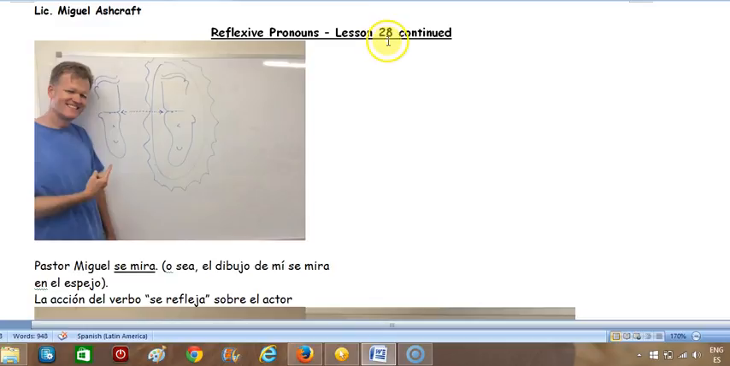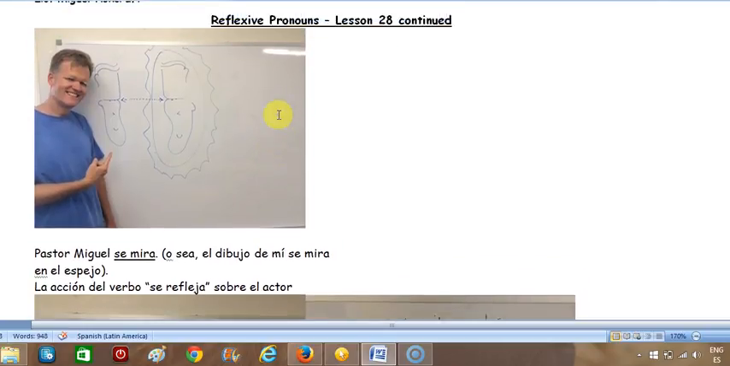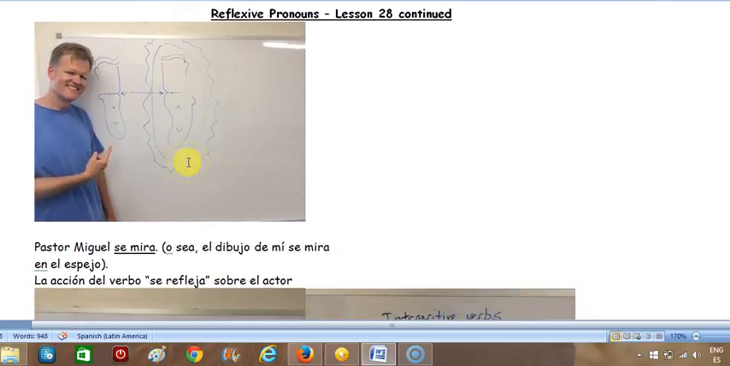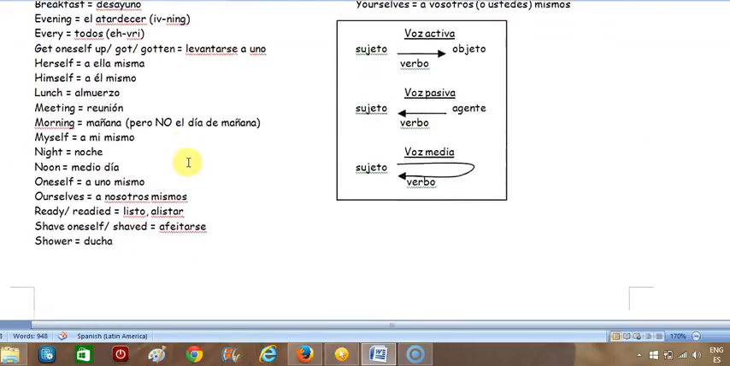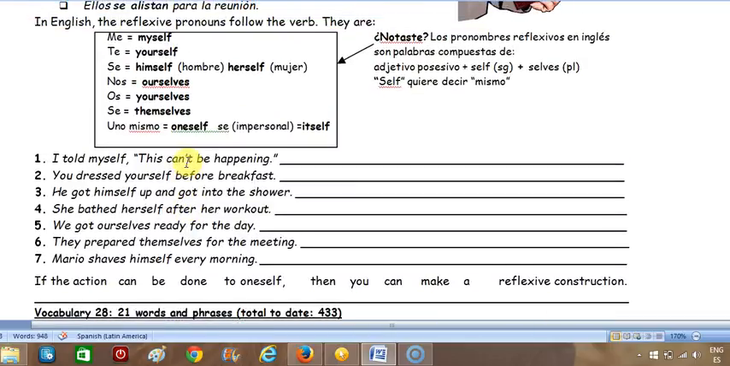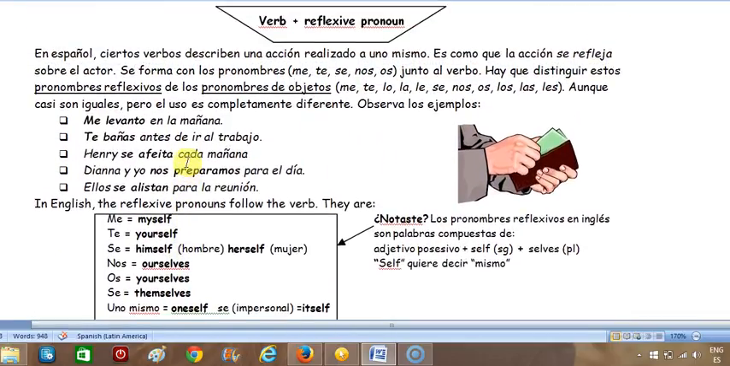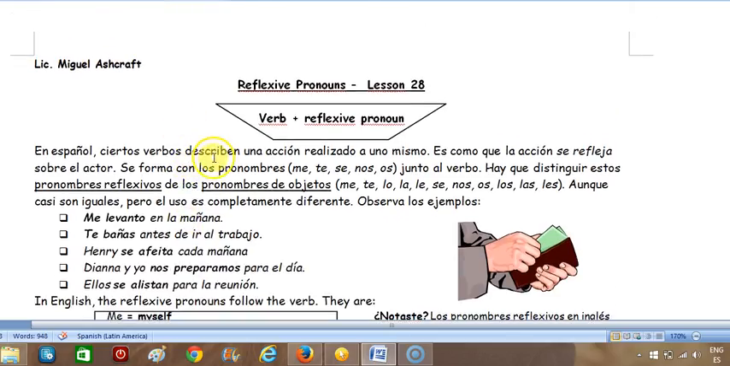So this is lesson 28 continued, and I've inserted this picture in here because I don't know how to draw in the computer. So I hope you like this lesson, and maybe somebody out there will be able to help me with drawing in the computer so I can improve this lesson in the future.